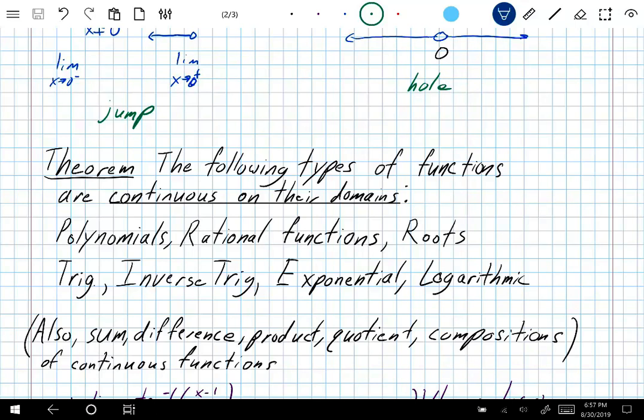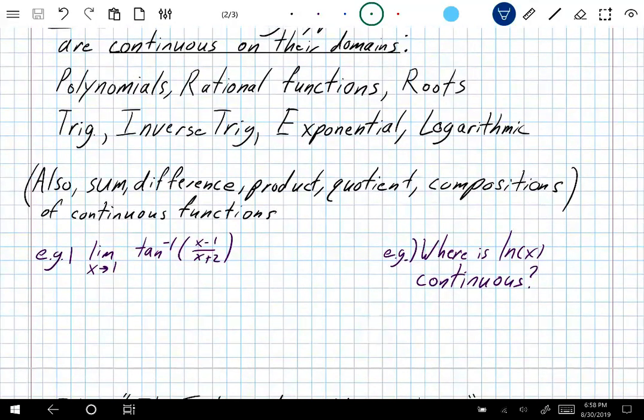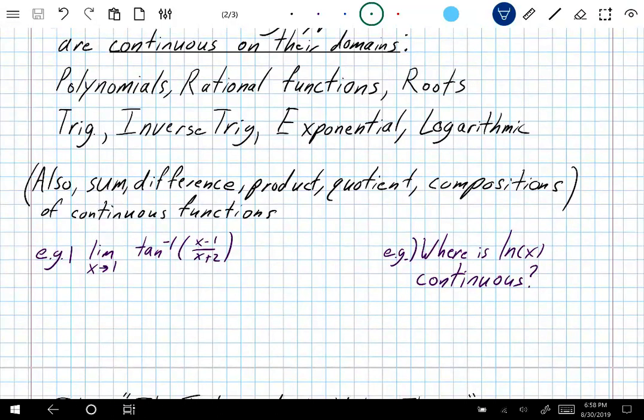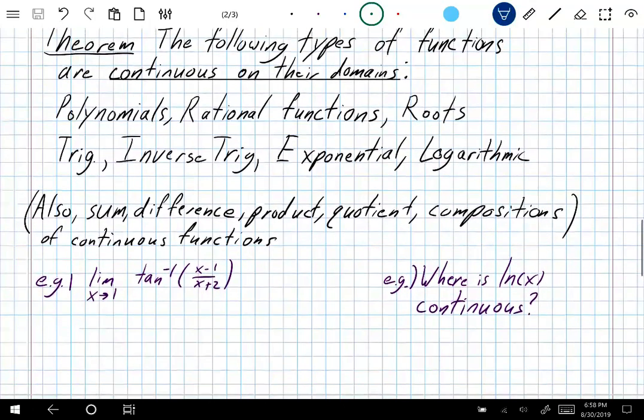Okay, there are a couple other functions I could probably throw in here that are or aren't continuous. So step functions are not continuous at each of their steps. There's a couple other weird ones maybe you've seen. But let's take a look at this wonderful gift of a theorem. Really couldn't ask for anything more. So, examples. The limit as x goes to 1 of tan inverse of (x minus 1) over (x plus 2).